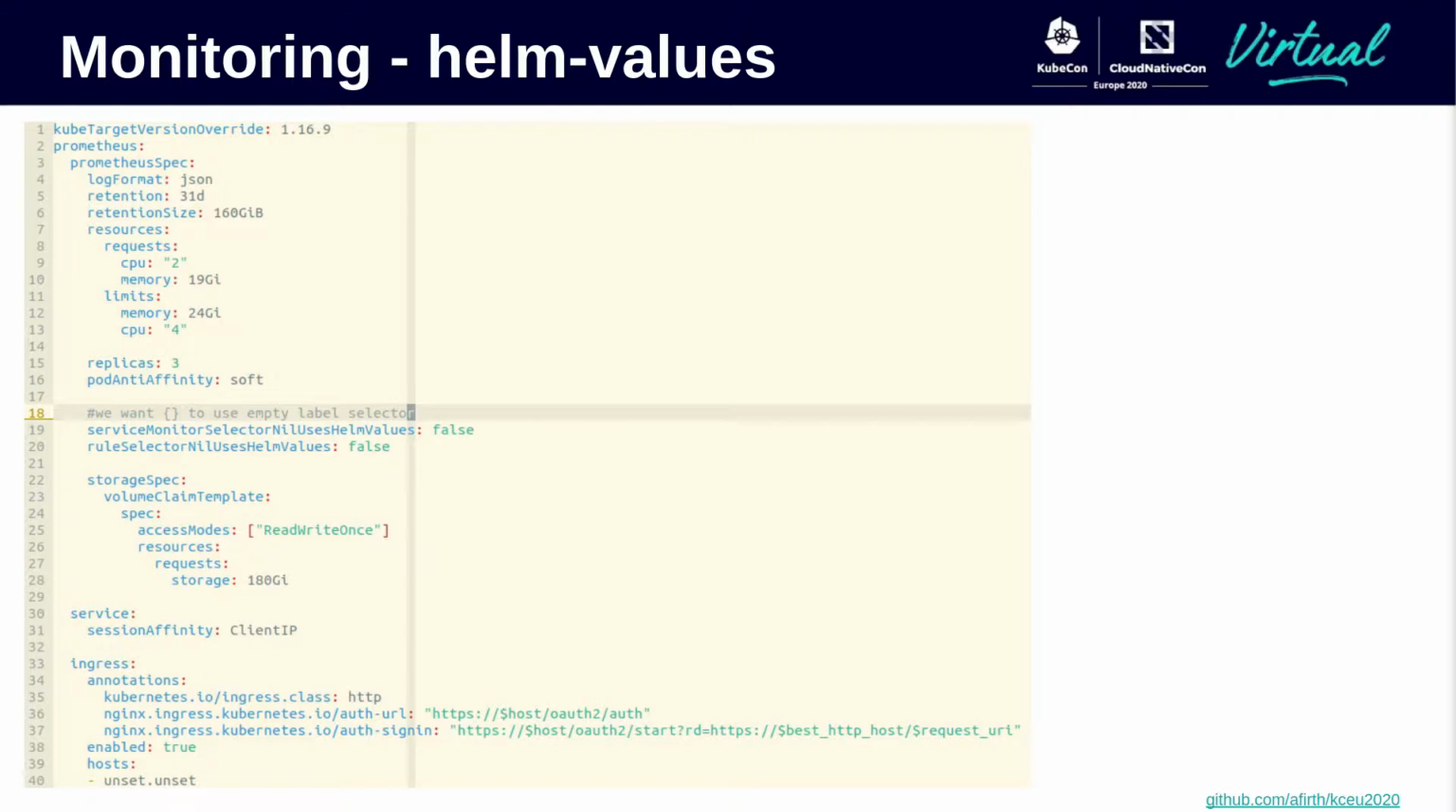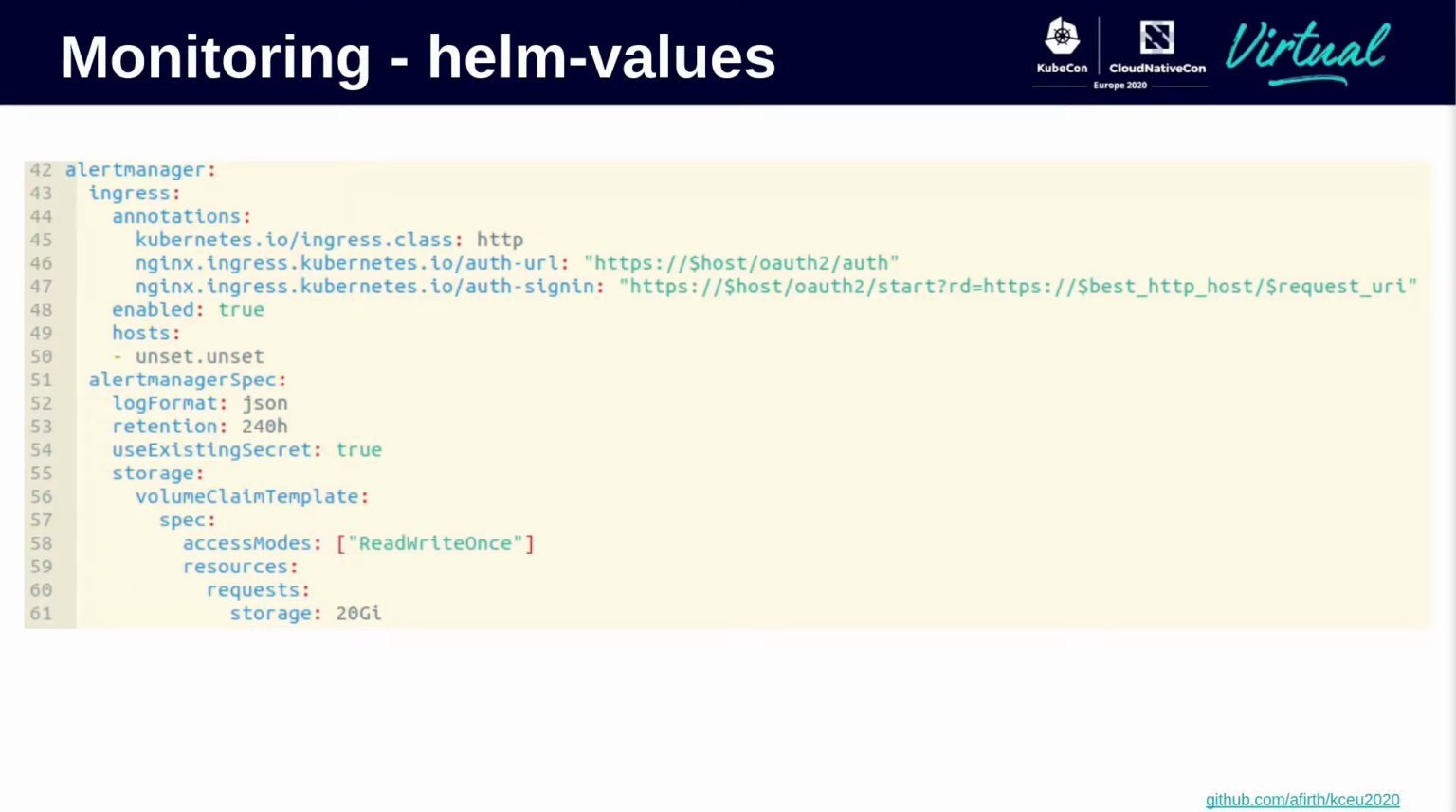19 and 20 probably aren't needed anymore, but told the operator to look at CRDs regardless of their labels. 22, we give it a physical volume. 31, we configure session affinity so your values don't change as you browse if a replica has partial data. And finally, on 33, we have the ingress placeholder, which we patch as shown before.